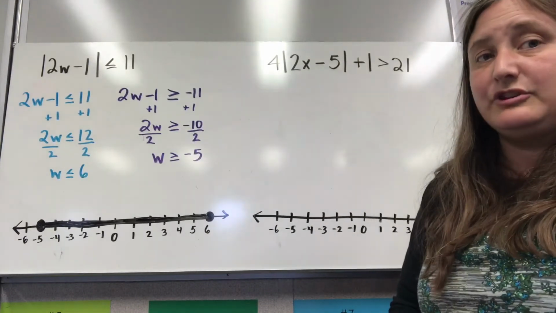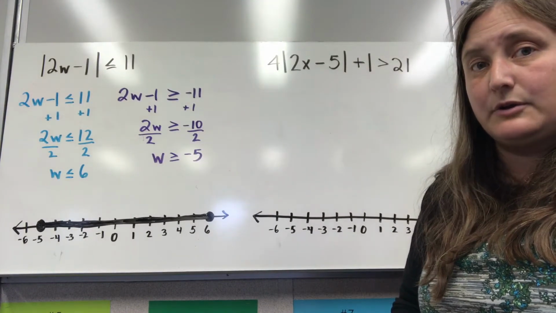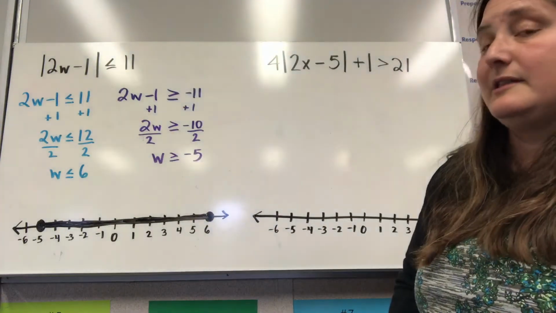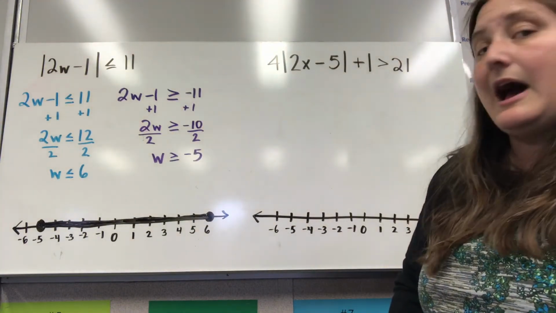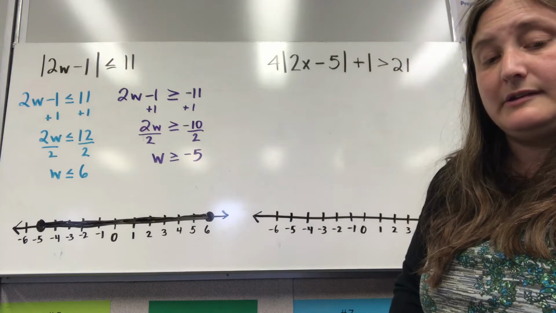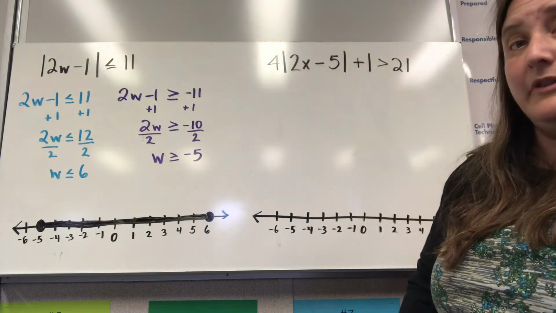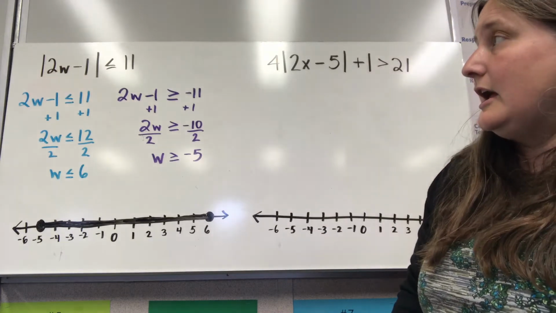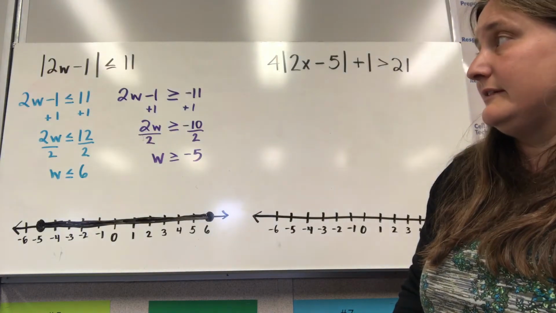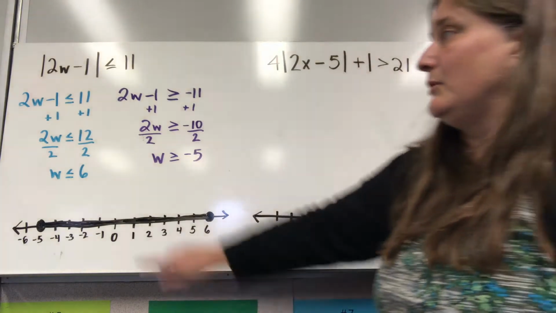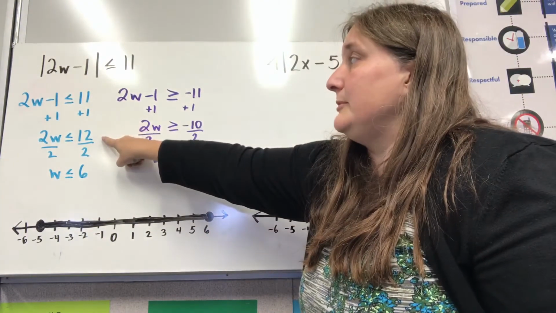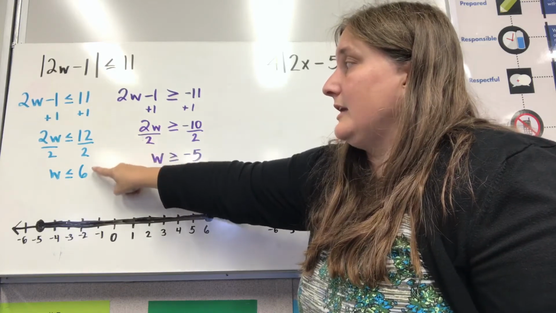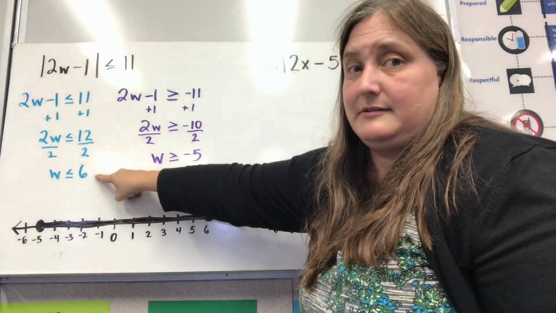So let's look at actually solving an absolute value inequality. So here we have the absolute value of 2w minus 1 is less than or equal to 11. So I can write 2 different inequalities here. So I'm going to start with the one that is exactly how it looks, except I'm taking away the absolute value sign. 2w minus 1 is less than or equal to 11. So I added 1 to each side to get 2w is less than or equal to 12, I divided both sides by 2, and I got w is less than or equal to 6.